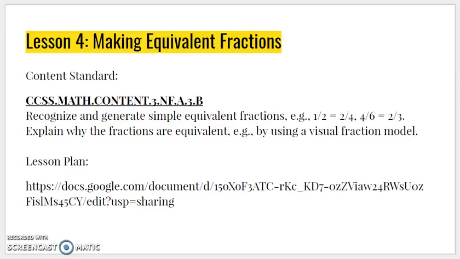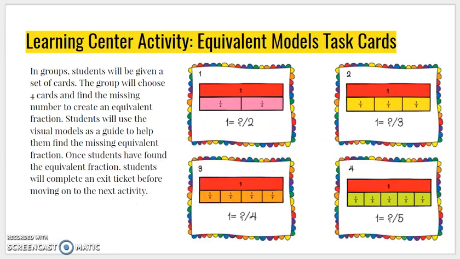So the Learning Center activity for this lesson is equivalent models task cards. So in groups, students will be given a set of cards. The group will choose 4 cards and find the missing number to create an equivalent fraction. Students will use the visual models as a guide to help them find the missing equivalent fraction. Once students have found the equivalent fraction, they will complete an exit ticket before moving on to the next activity.